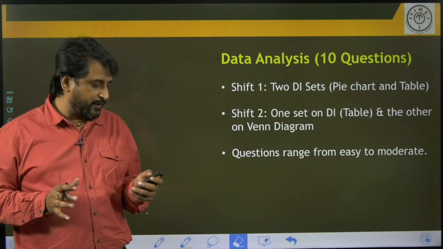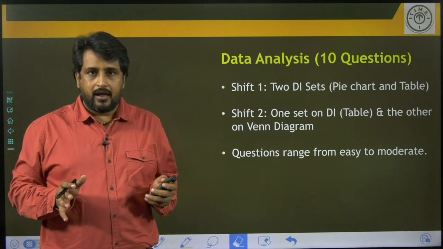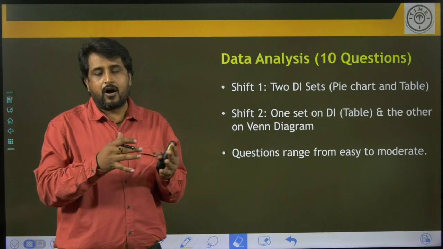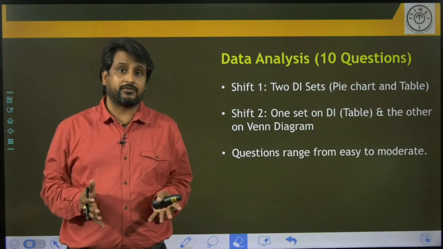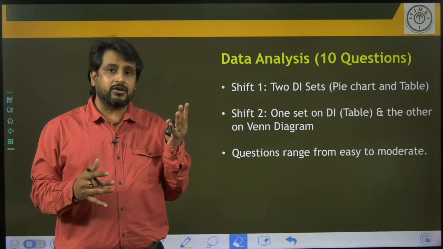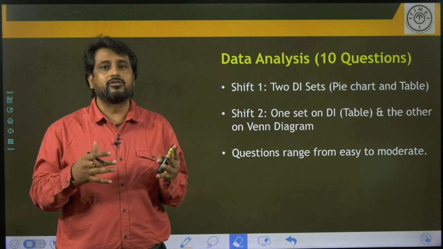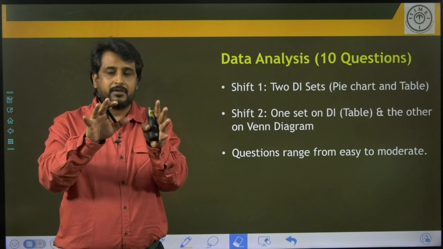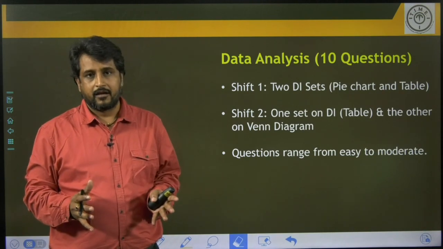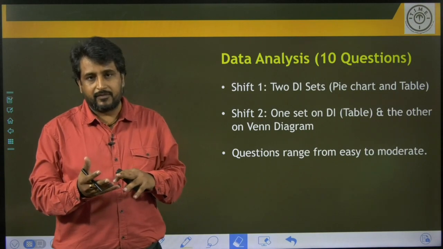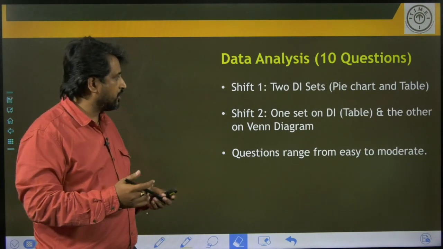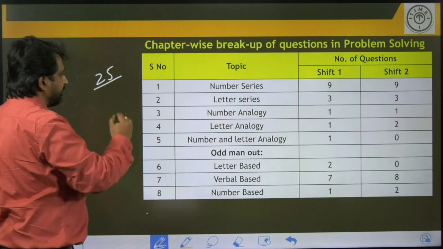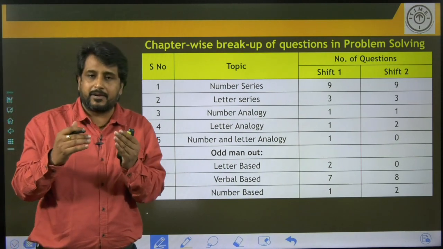Surprisingly, every year they used to give 5 questions from odd man out, but this year they gave 10 questions. Every year they used to give 10 questions from analogies. This year it is restricted to 3 questions, and 12 questions are given from series. There is a change in the topic wise breakup, but overall, every year from series, analogies and odd man out, they used to give 25 questions. This year also they gave 25 questions from the area of series, analogies and odd man out, but there is a change in the topic wise breakup.